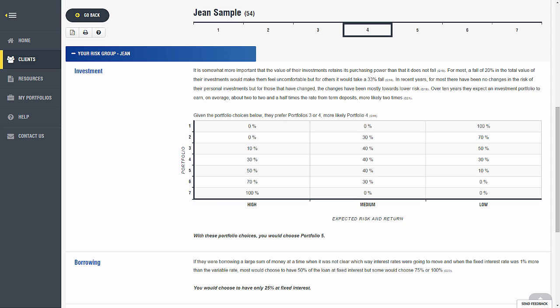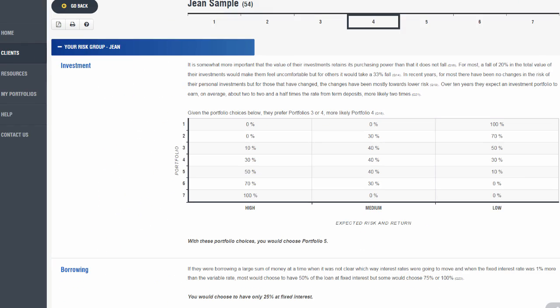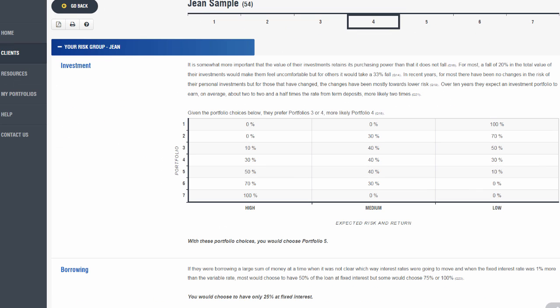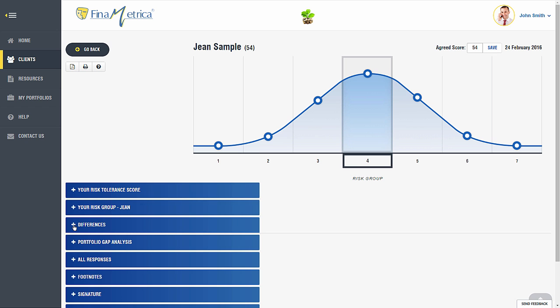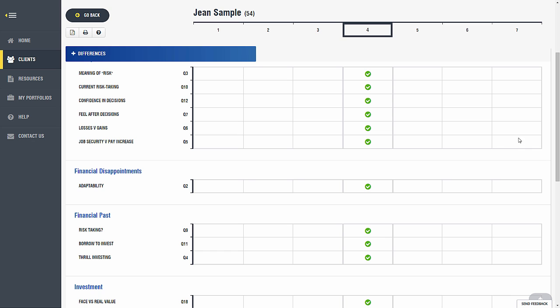Here, Jean chose Portfolio 5 as her preferred portfolio, but this is not consistent with her risk group, which typically selects portfolios 3 or 4. Her downside comfort zone is a fall of 20%, and she expects her investments to earn twice the risk-free rate. Jean's differences from her risk group are shown in this table.